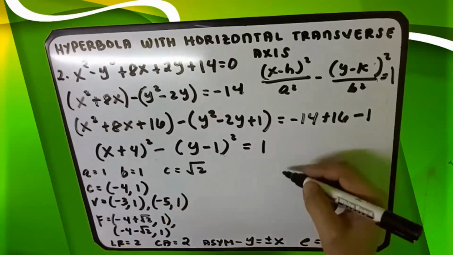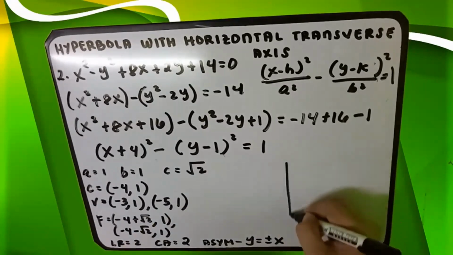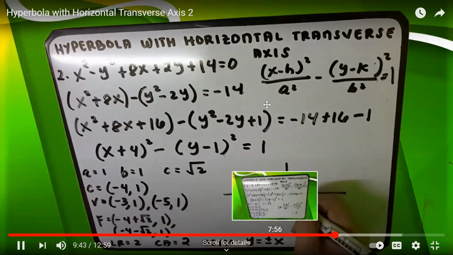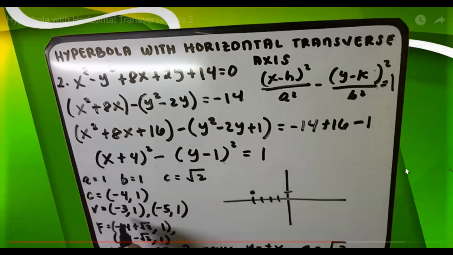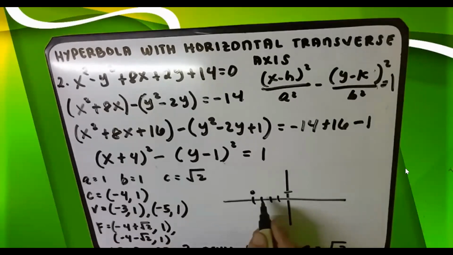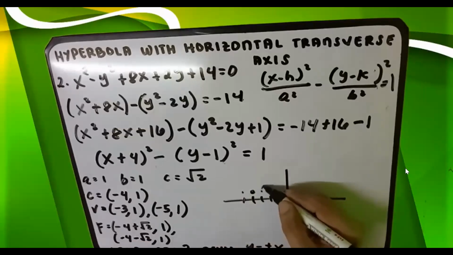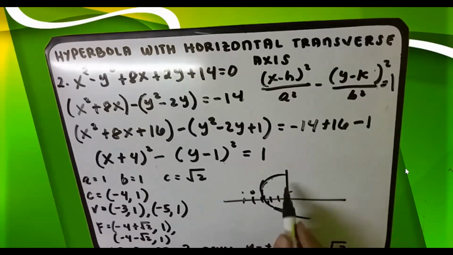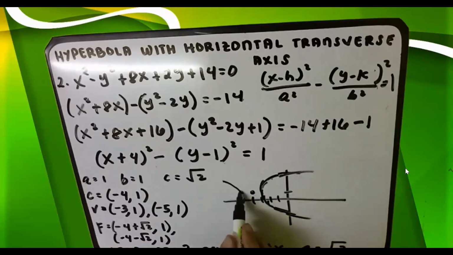So i-graph naman natin ngayon. So ang center natin ay negative 4, 1. 1, 2, 3, 4. And then 1. So ito yung pinaka-center. Vertices natin ay negative 3, 1, 2, 3. And then positive 1. Ito. And then yung isa ay 1, 2, 3, 4, negative 5, 1. So ito ngayon yung vertices. Horizontal transverse axis tayo kaya open sideward siya. Ayan.